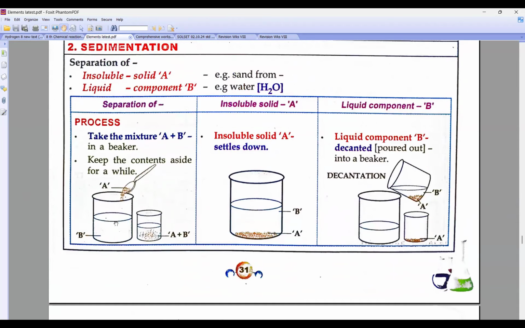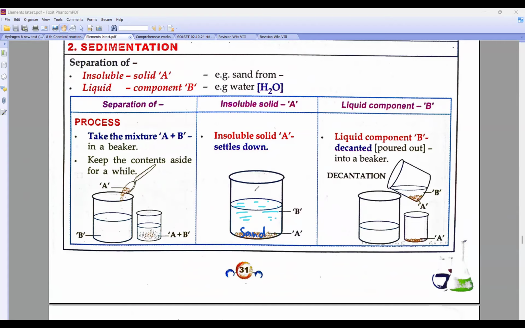Sedimentation, where you take sand and put it into water, stir it, and keep it for a longer period of time. Who will settle down? All the sand particles will remain here. And what will happen to the water? Pure water I'll get here or not? Tell me. Now, how to separate the sand and water? They will ask, what is the name of that process?